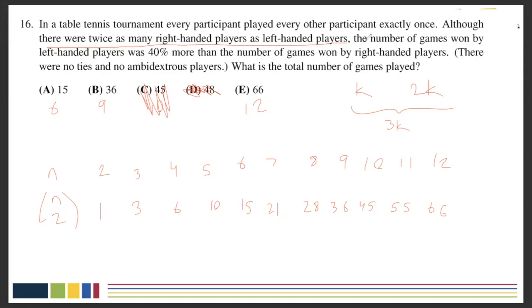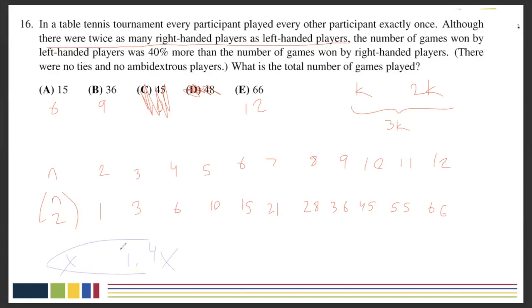So now, finally, the last statement: the number of games won by left-handed players was 40% more than the number of games won by right-handed players. And notice that the statement in parentheses, there were no ties and no ambidextrous players, implies that every single game was either a win from a left-handed player or a win from a right-handed player. So if we write this down, let's say the number of games won by right-handed players was X. Then 1.4 times X games were won by left-handed players.